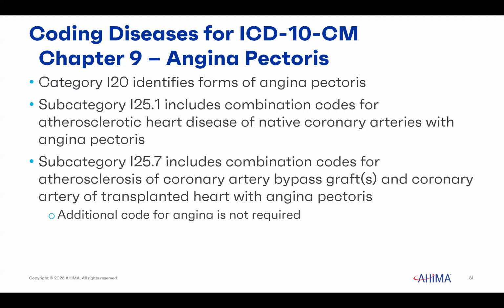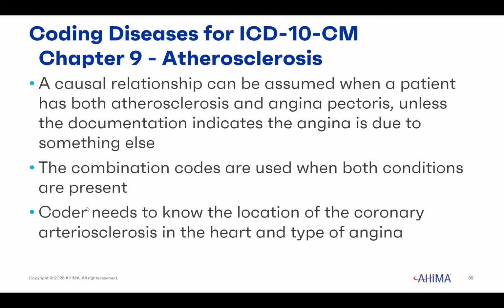And we don't, in this case, code an additional code for the angina. We use the combination code unless the angina is from something else. A causal relationship is assumed when a patient has both atherosclerosis and angina pectoris, unless the documentation indicates that the angina is due to something else. So we only use the combination codes. The coder needs to know the location of the coronary arteriosclerosis in the heart and the type of angina.